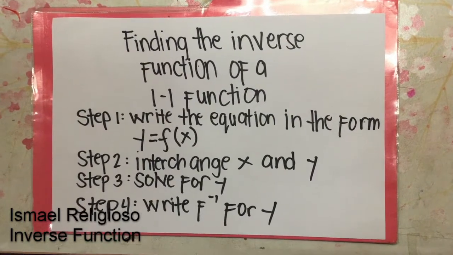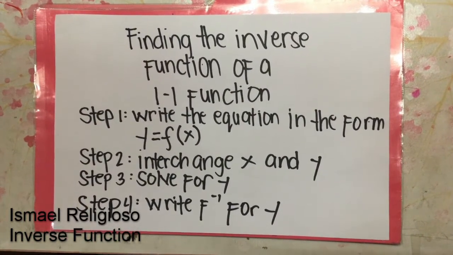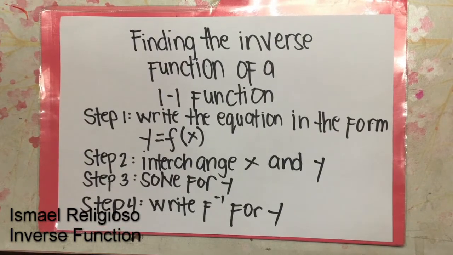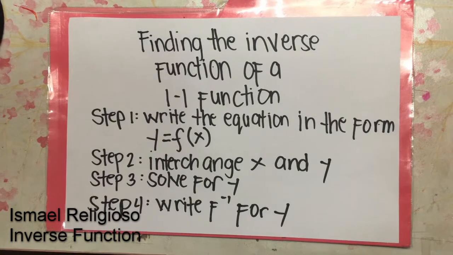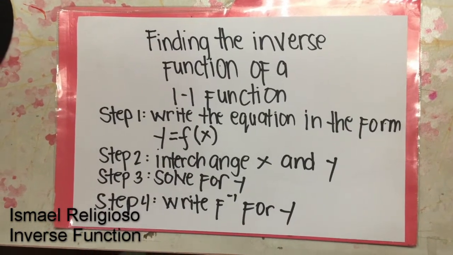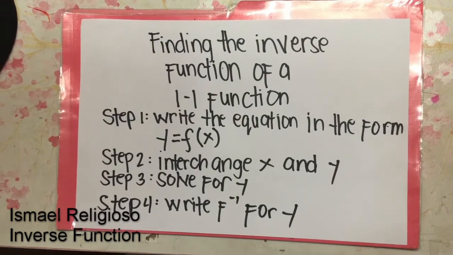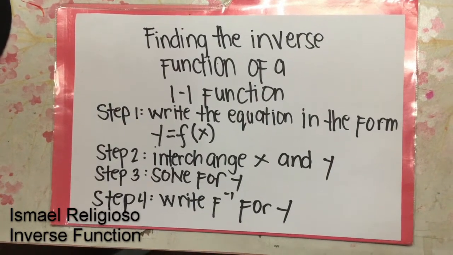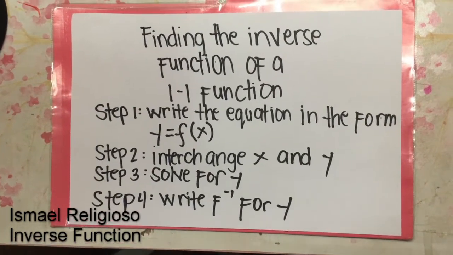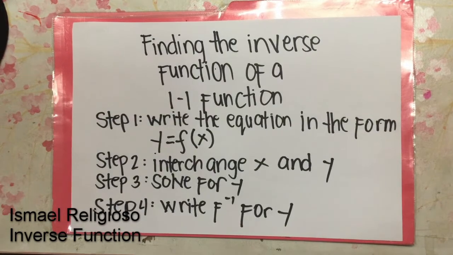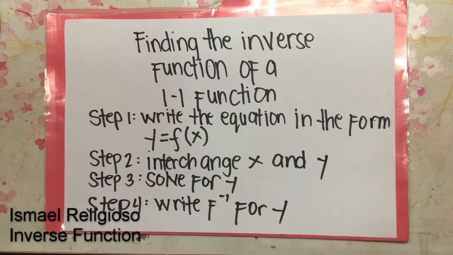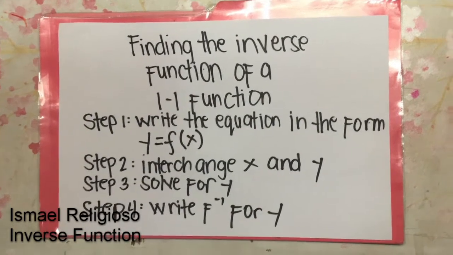Today we're going to discuss finding the inverse function of a one-to-one function. So first, what is the inverse function? Inverse function is the reverse of a one-to-one function. So what are the steps in finding the inverse function? First step is to write the equation in the form of y is equal to f of x. Step 2, interchange x and y. Step 3, solve for y. Step 4, write f raised to negative 1 for y.